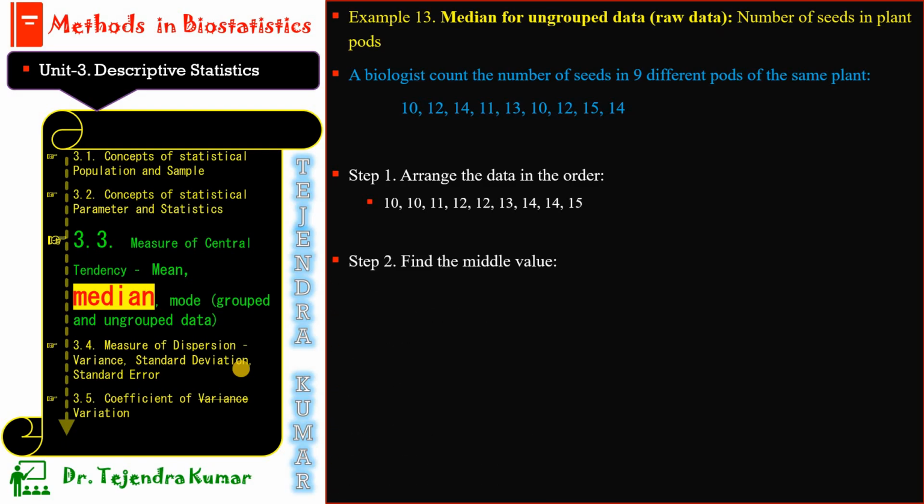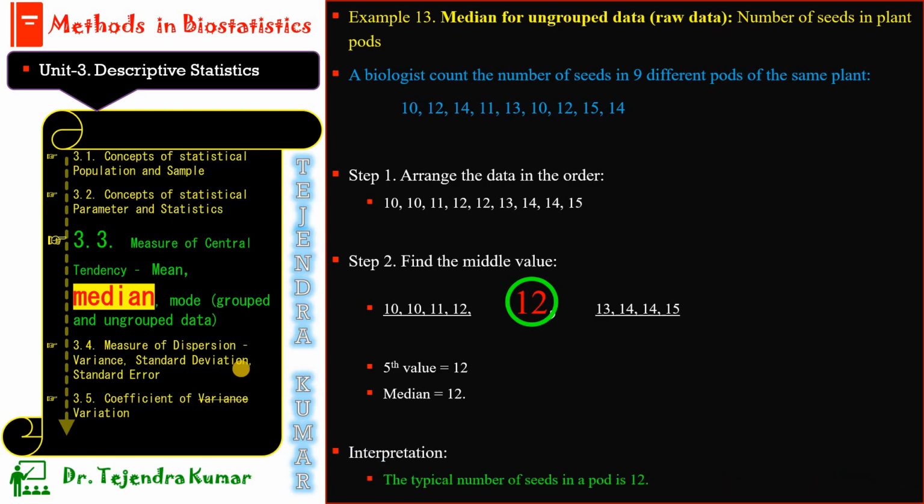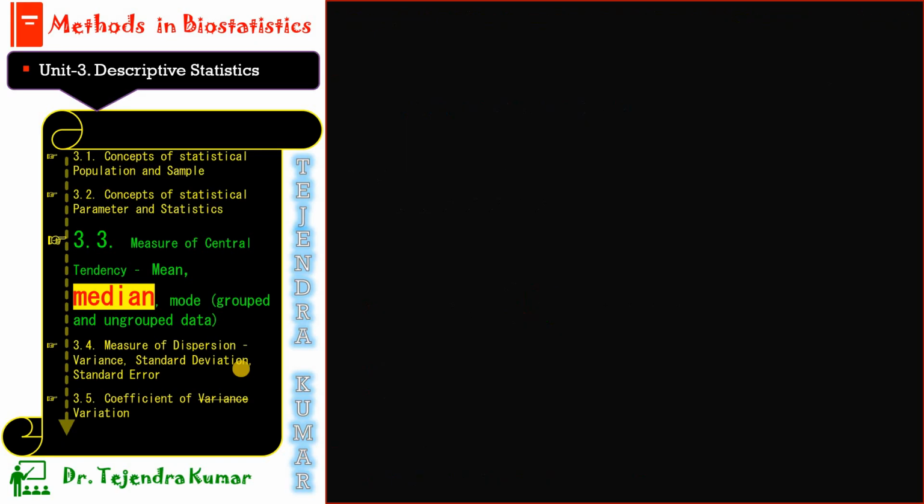Find the middle value. Let's separate all these values. 4 on the left side, 4 on the right side, and the middle value is 12. The fifth value is 12, so the median is 12. Interpretation: the typical number of seeds in a pod is 12.